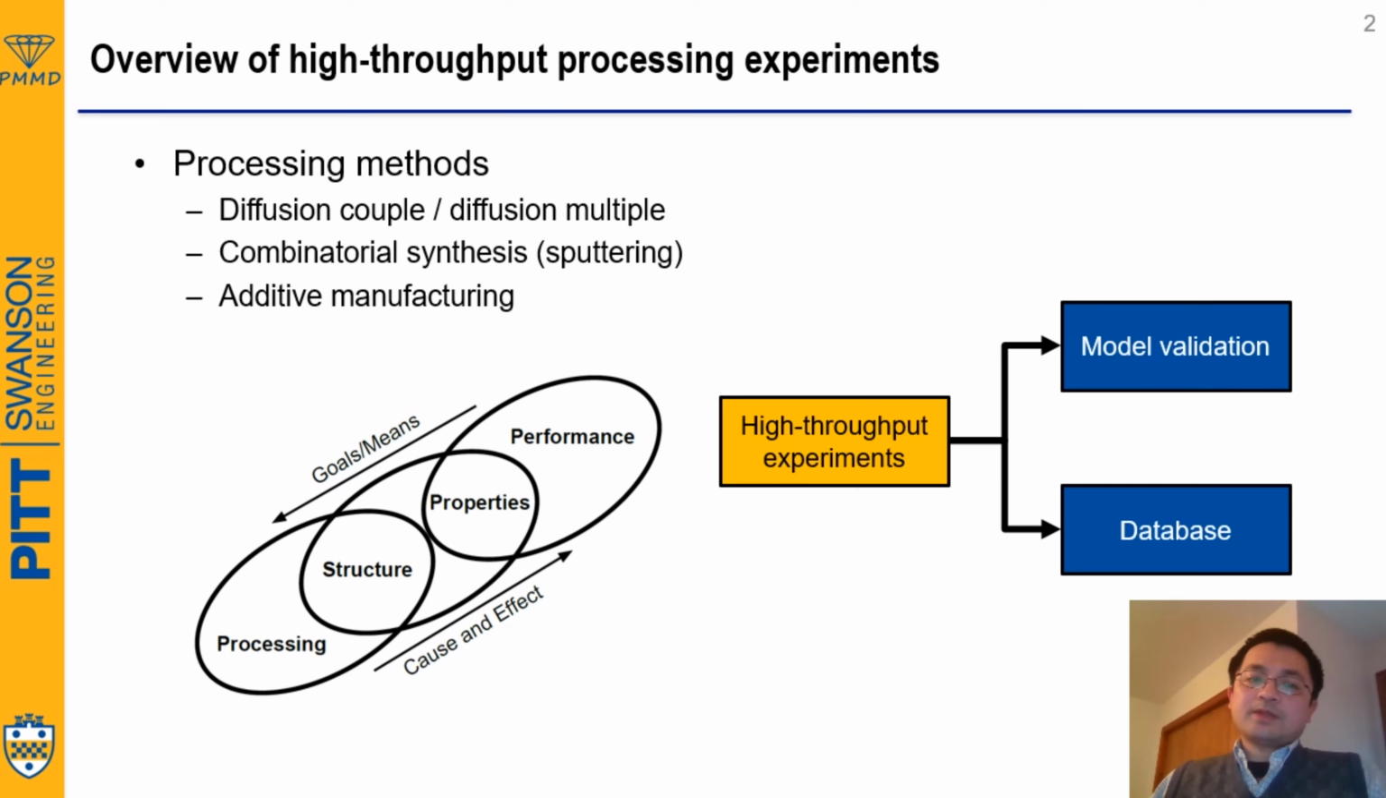So for the high-throughput experiments, I first would like to talk about high-throughput processing experiments. For the processing method, traditionally, we have the diffusion couple or diffusion multiple method. We also have combinatorial methods, like using sputtering for thin layer deposition with changing composition. And right now, we also have a lot of efforts made through additive manufacturing. These high-throughput methods, as I already mentioned, can support model validation, but also develop an experimental database.